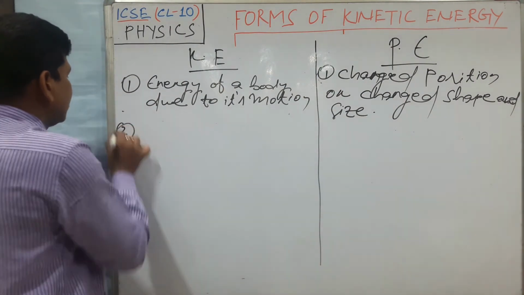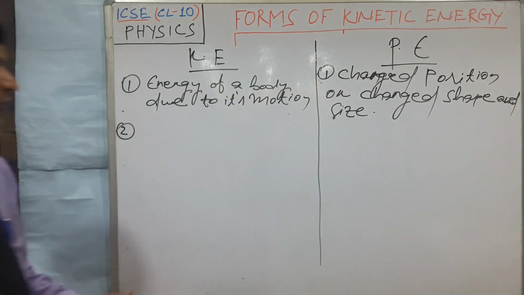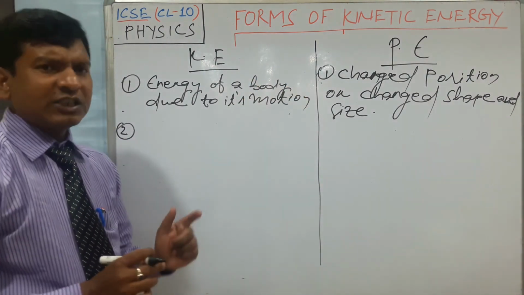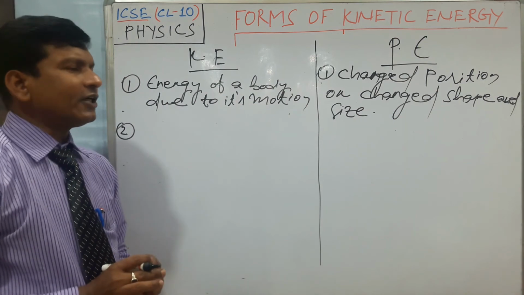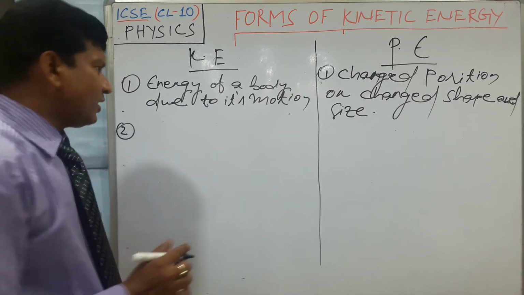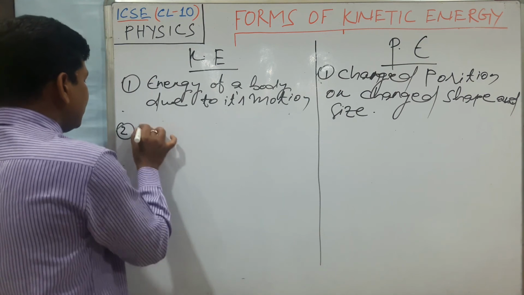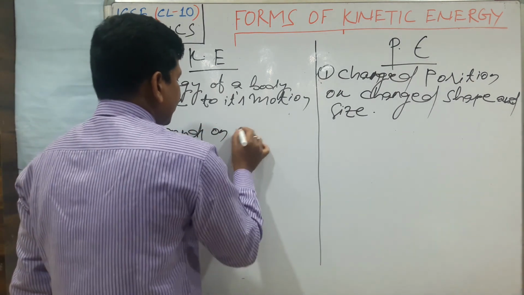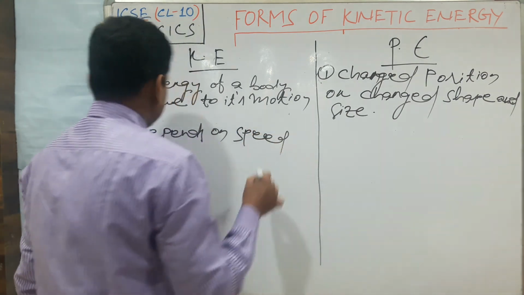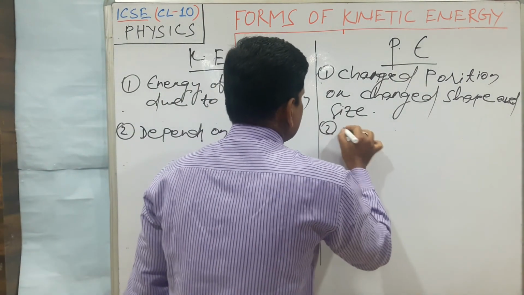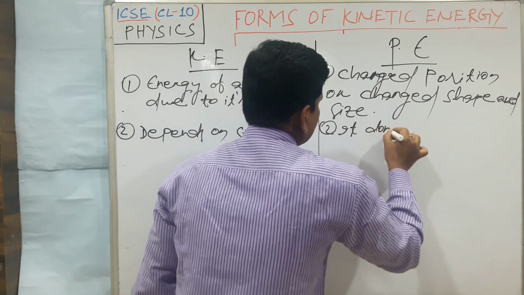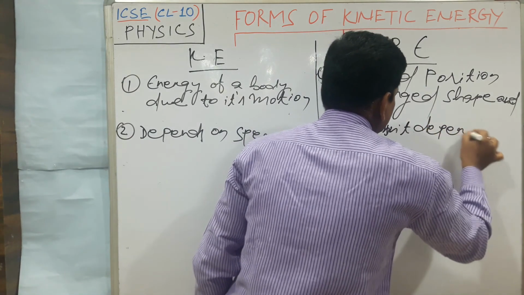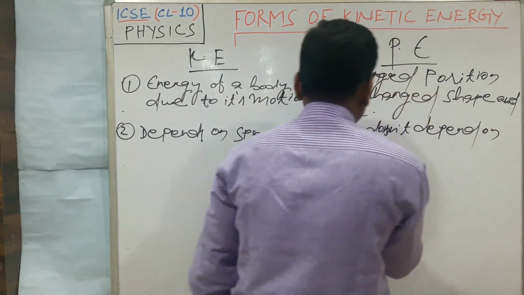Next, number 2. Now the kinetic energy of a body depends on the speed. Does the potential energy depend on speed? No. The potential energy of the body does not depend on the speed. So kinetic energy depends on speed or velocity. Number 2, potential energy does not depend on speed.